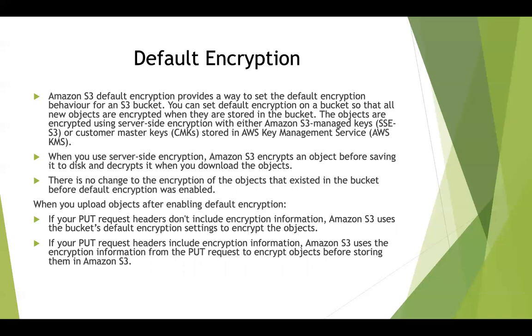And then later we also saw how to use the key management service to create our own keys. Okay, so when it comes to your put request, when you upload a new object, if you provide any encryption information, Amazon S3 uses that particular encryption information. If not, it uses the default encryption settings that have been set on the bucket.